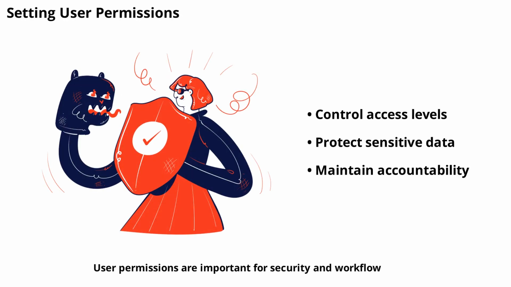User permissions are important for security and workflow. Invoicing software lets you control what each user can do, such as entering expenses, approving invoices, or viewing reports. Set permissions carefully to protect sensitive information and maintain accountability within your team.